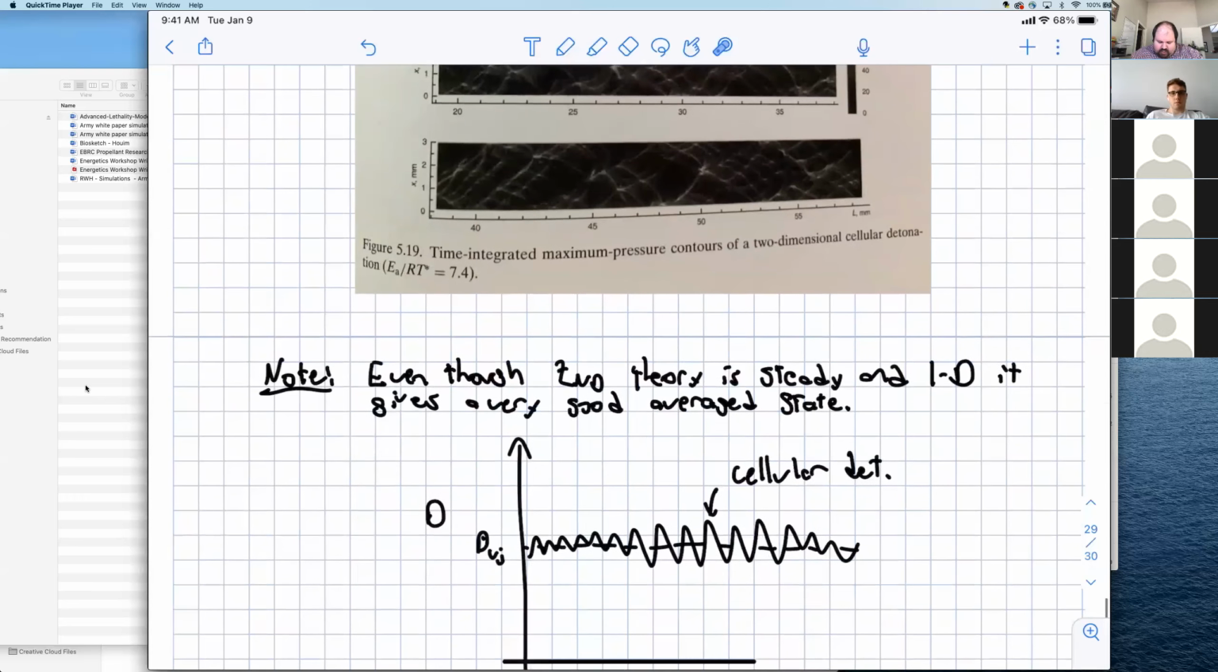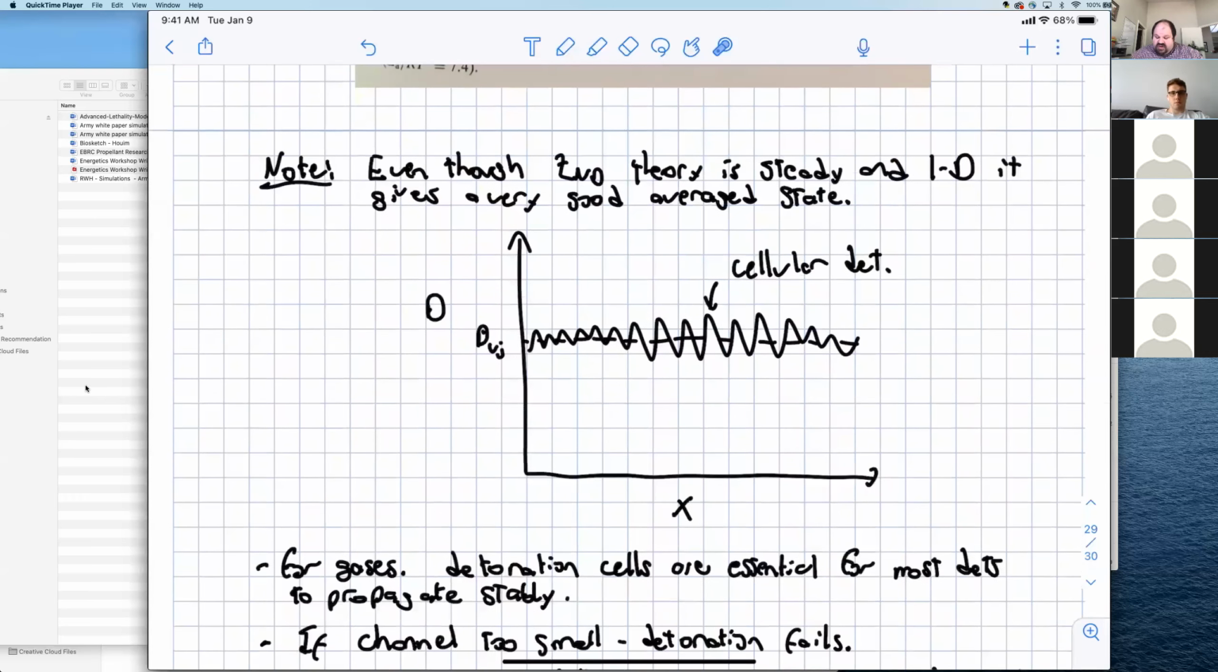Okay, and now one note here is that even though ZND theory is steady and 1D, it gives a very good average state. So even for these really bumpy detonations that are cellularly unstable, the average state is still very well described by ZND theory, which is absolutely amazing given the really complicated structure of the detonation. Even though we have all these transverse shocks, most of that transverse shock energy goes into propelling, in one way or another, the leading shock, which is amazing.